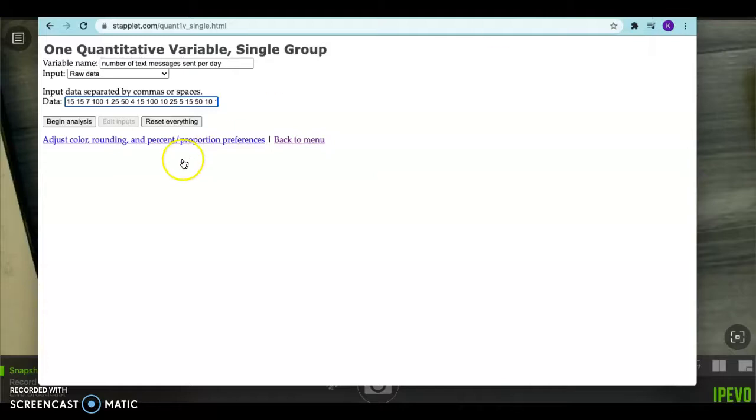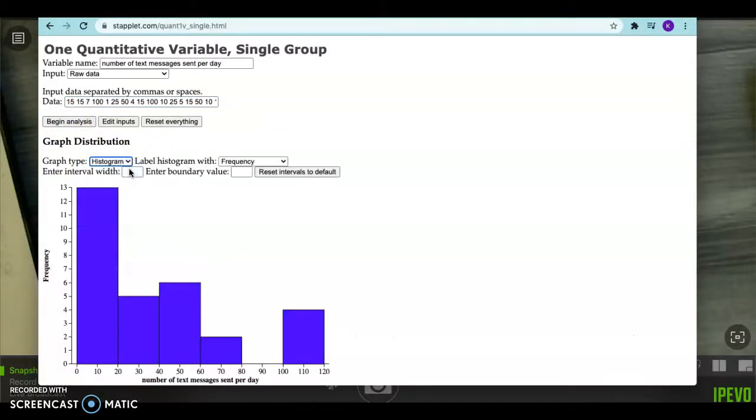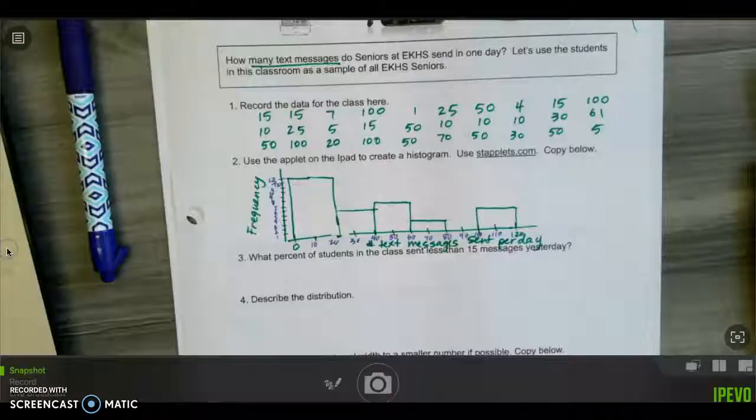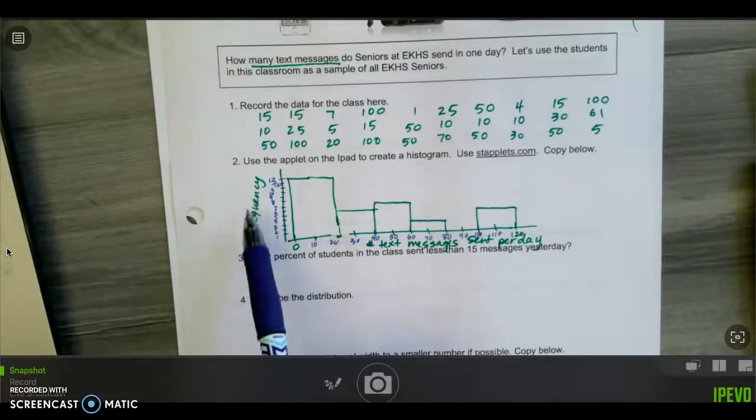All right, so I have all the information in here now. It says begin analysis, but we want a histogram, so we'll choose this. And we want to copy it exactly as it is. So once again, go ahead and pause the video and copy it down. If you get your drawing down, make sure you copy it exactly. So I have number of text messages sent per day and frequency.